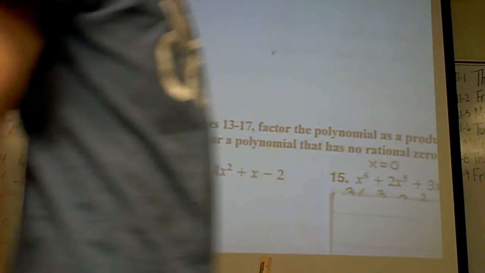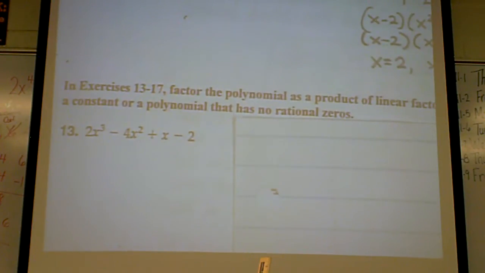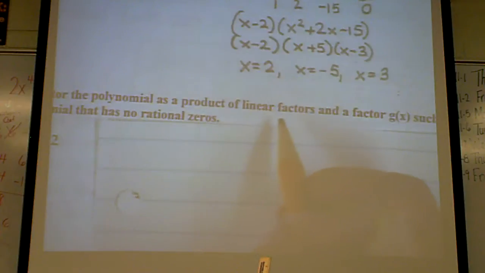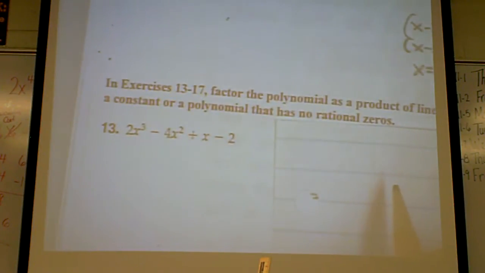It says, factor the polynomial as a product of linear factors and a factor g of x such that g of x is either a constant or a polynomial that has no rational zeros. So in other words, factor it completely. That's what that means. Factor it completely.